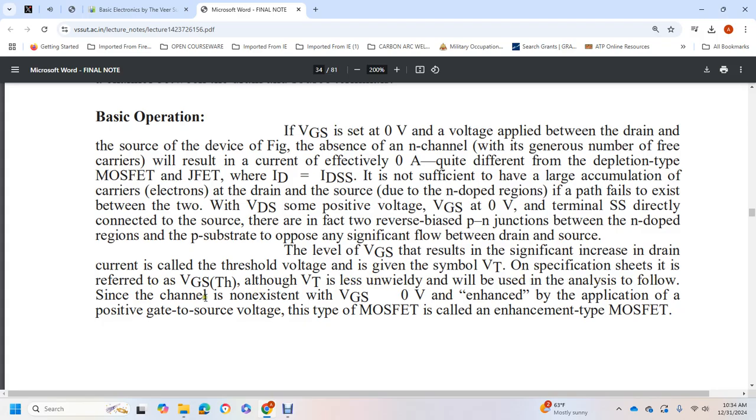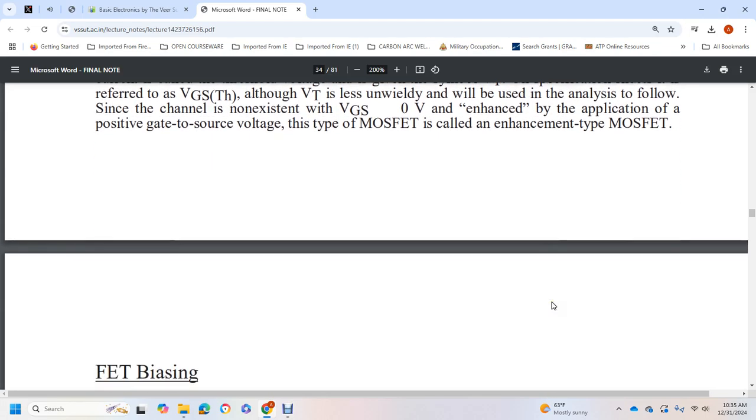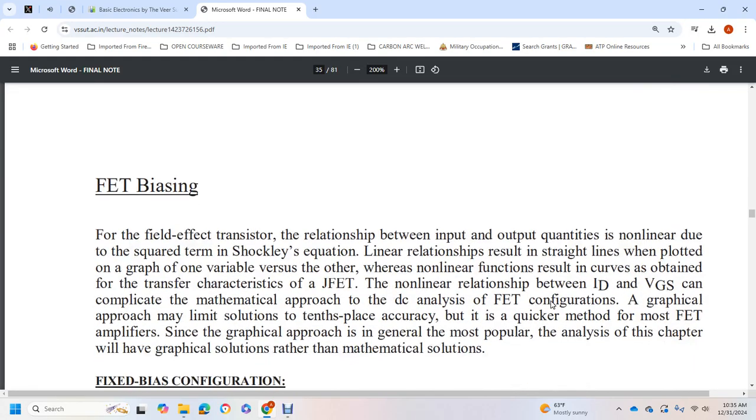The channel is non-existent with a voltage gate source of 0 volts, and is enhanced by application of a positive gate to source voltage. This type of metal oxide field effect transistor is called the enhancement type metal oxide field effect transistor.